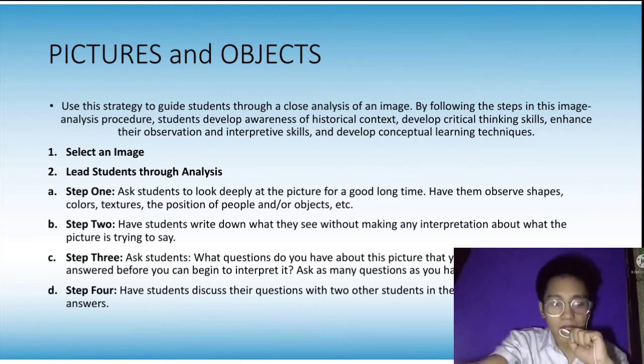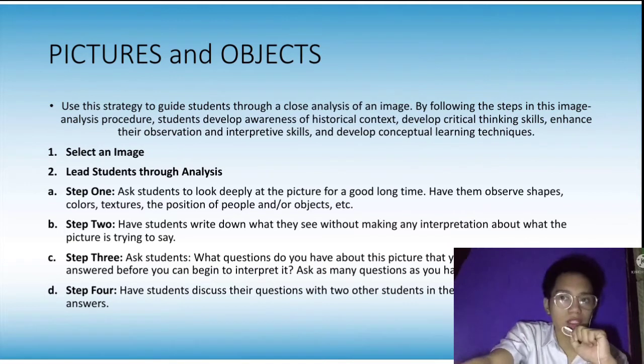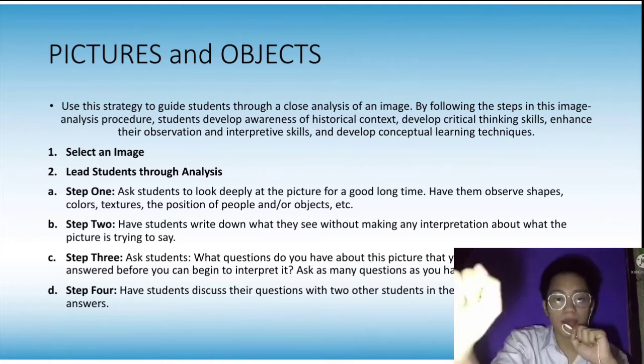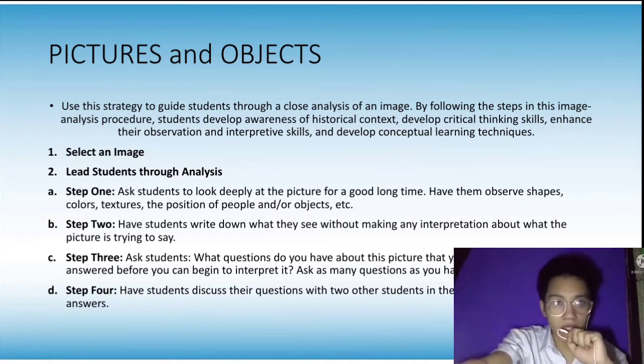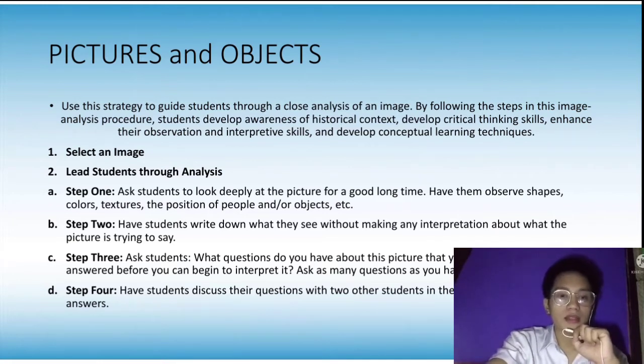Second step. Write down what they see without making any interpretation about what the picture is trying to say. So kanina sinasabi ko is look deeply, wag nila specific. So ngayon tanungin mo na sila kung ano yung pinaka sinasabi ng picture, kung ano yung nasa picture, kung ano na yung nakikita nila. For example, they see a soldier carrying a gun, shooting someone, the cannon firing bullet to enemy. Yan. So let's move into step C, or the third step.